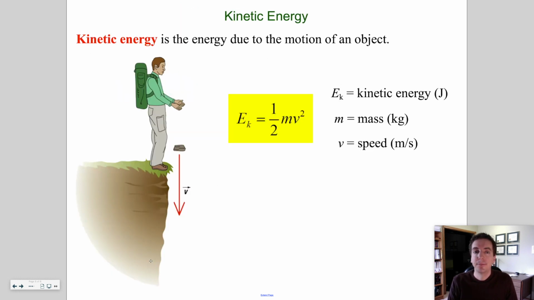Kinetic energy. Kinetic energy is the energy due to the motion of the object. So an object has mass and it is moving at a speed v, it's got a kinetic energy given by the formula 1/2 mv squared, just like it was last year in Science 10.